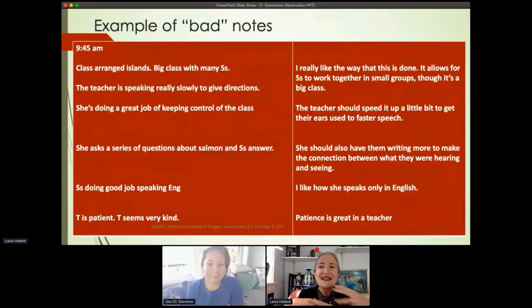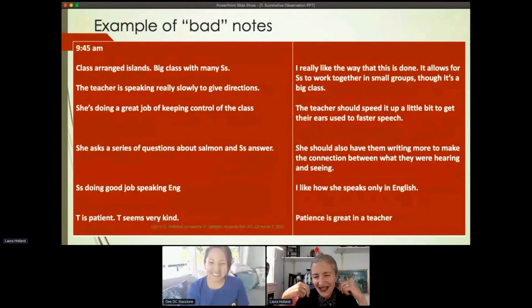Okay, so here are some examples of less good notes, some bad notes perhaps. Class is arranged in islands. It's a big class with many students. But what's a big class? I know teachers who think 25 students is a big class, but I work with teachers in China and parts of Africa who have between 100 and 200 students in their class. So what's big to one person is not big to somebody else. Now, we could probably all agree that 100 students in a class is a big class.